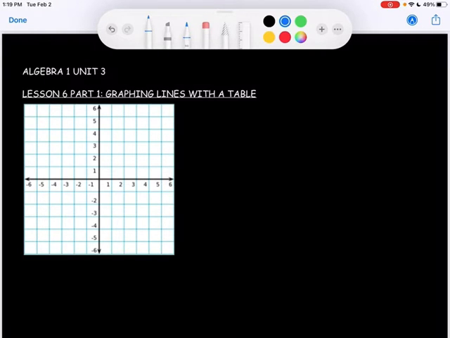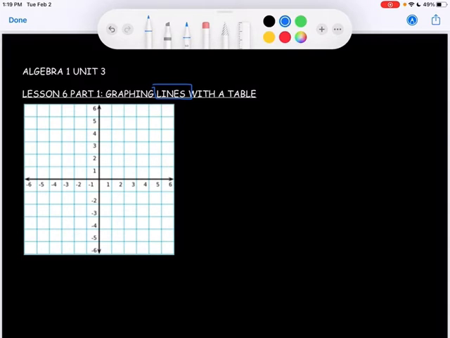This is Carrie Rhinehart. I'm looking at graphing lines with a table today. If you're following along in the book, this is from Algebra 1, Unit 3, Lesson 6, Part 1. So we're graphing linear functions, or lines. We should end up with a line, and when you graph, you need to make sure you put arrows at the end of both sides because it will go on forever.